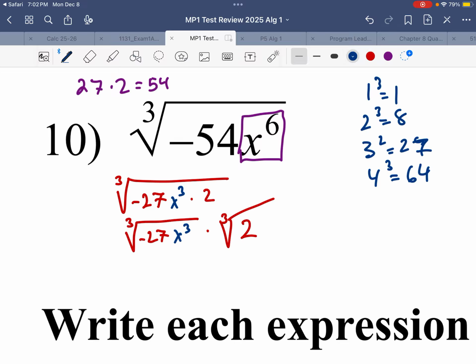This is going to be negative 3, x cubed, cube root of 2. Oh, sorry. I was writing the wrong thing. I meant to write, this is x to the 6th root, and the cube root of x to the 6th is going to be x squared.